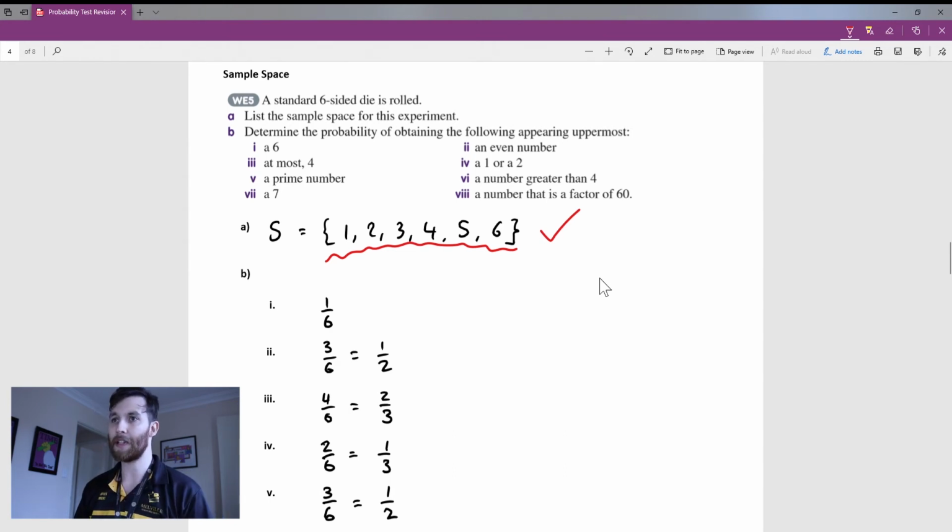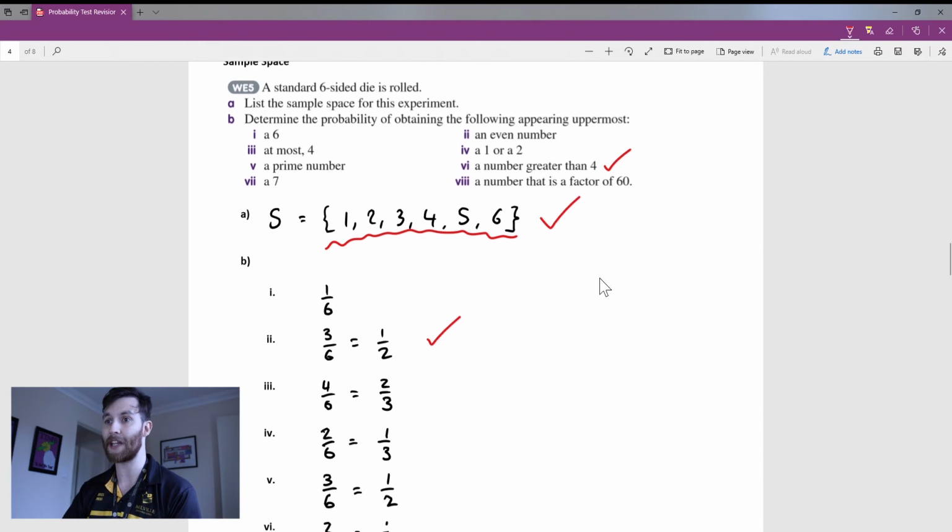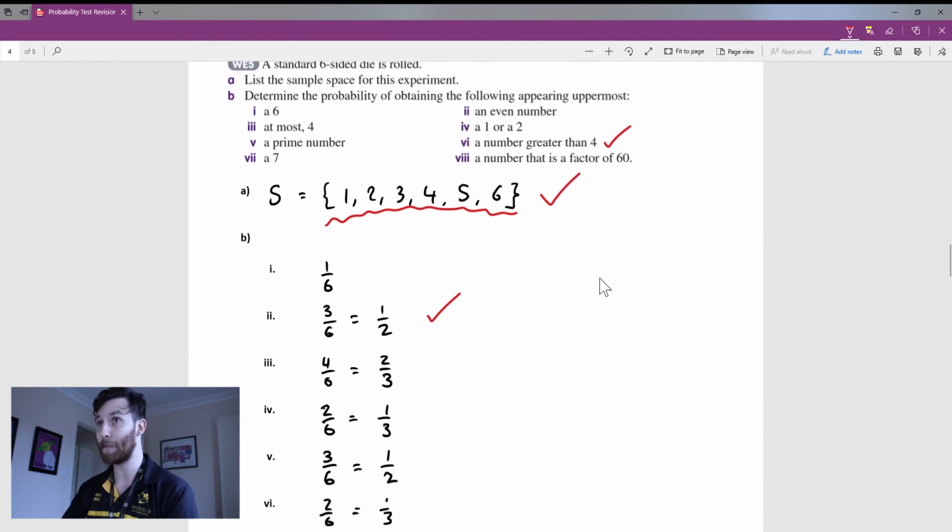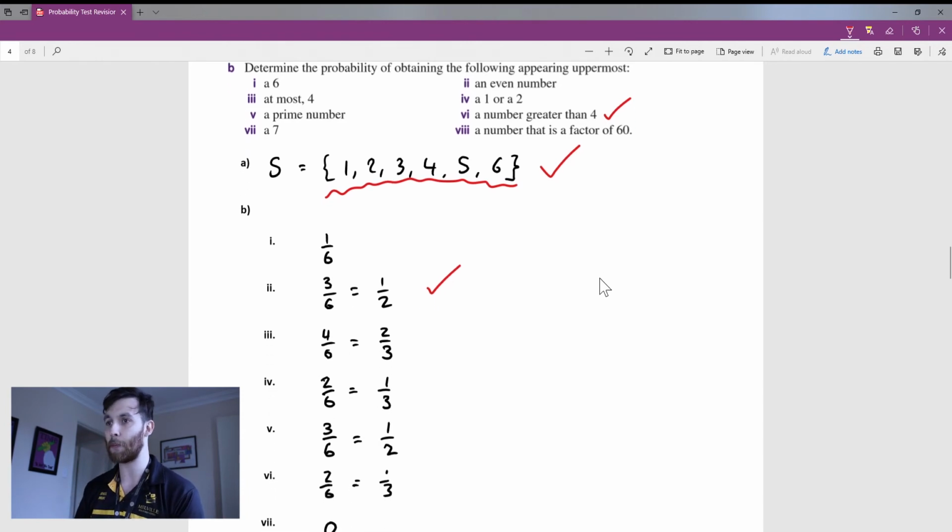So the probability of rolling a 6, for example: there's only one possible outcome in those 6 events that is a 6, so that's 1 over 6. Even number, there's 3 even numbers out of 6, which you then simplify to 1 over 2. The only tricky one is a number greater than 4. Just be mindful that that doesn't include 4, so that's only 5 and 6, which is why you get a final probability of 1 over 3 for this one.